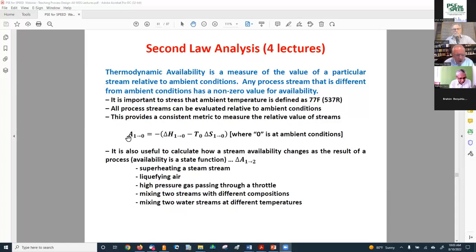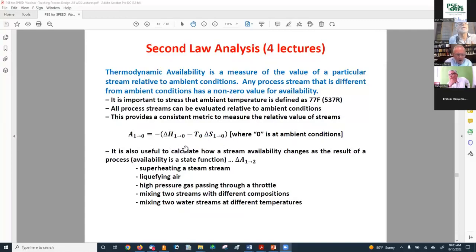So here's the thermodynamic availability, to go from your stream at state 1 to the environmental condition, the ambient condition. You simply calculate the change in the enthalpy going from 1 to the environmental condition. Aspen does that blindfolded. Then you subtract T naught, the environmental temperature, times the change in the entropy going from 1 to the environmental condition.